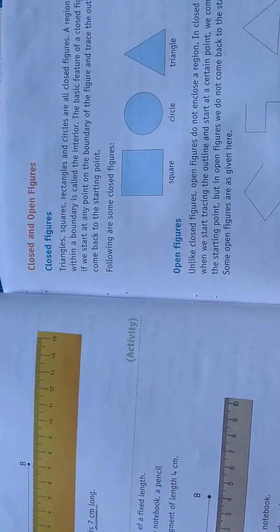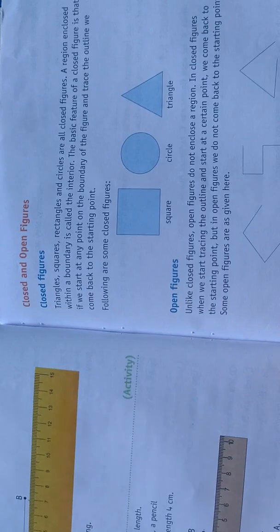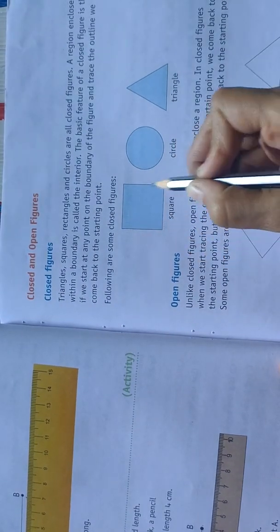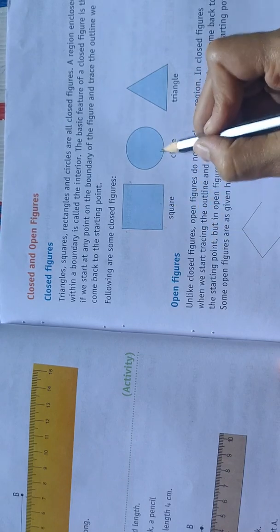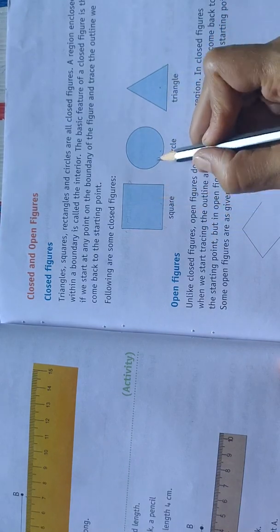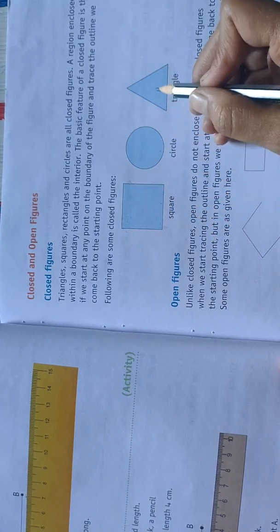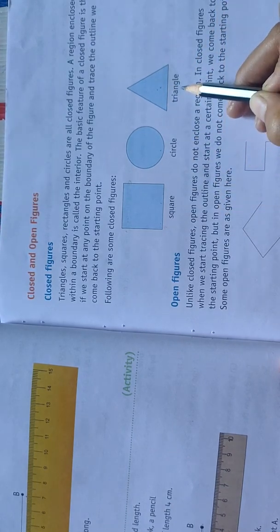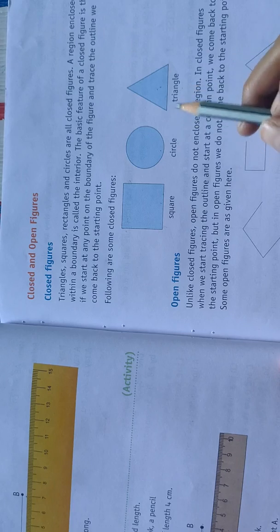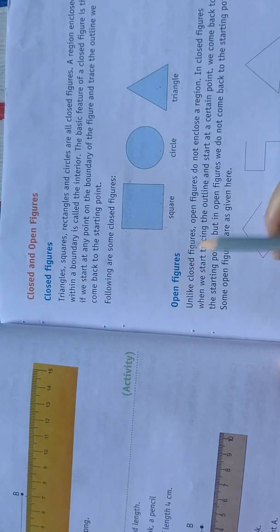Now next point is what? Closed and open figures. The shapes that are closed, where you can see all the boundaries, the square boundaries, these are closed. These are all closed figures. There is no opening. So these shapes are called closed figures. Square, circle, triangle are closed figures. No openings are there.